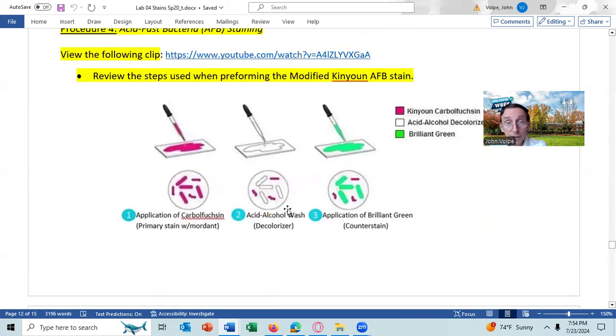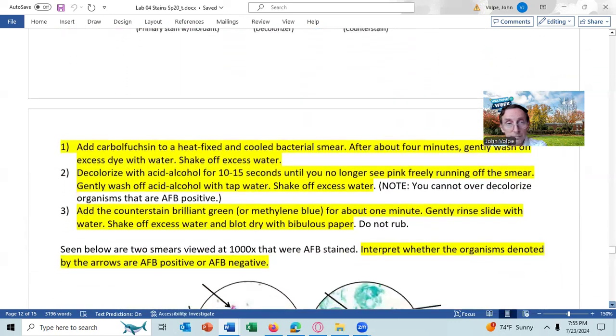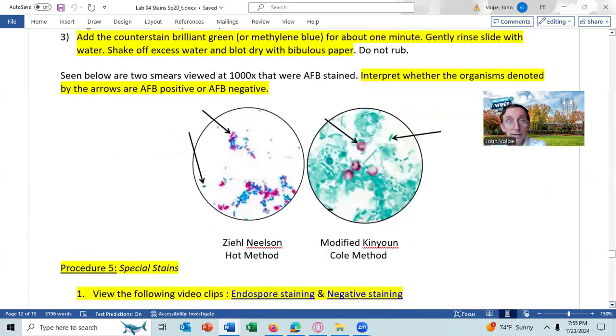You then do the decolorizing step. With this stain, the decolorizer is simply water. Water will wash the carbol fuchsin out of the acid-fast negative bacteria, but not out of the acid-fast positive bacteria. And then you apply brilliant green as the counter stain, and it will stain the acid-fast negative cells green, and the carbol fuchsin will stain the acid-fast positive cells pinkish. Okay, any question about that?